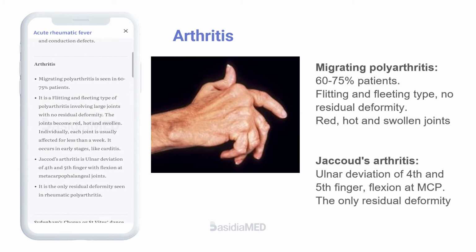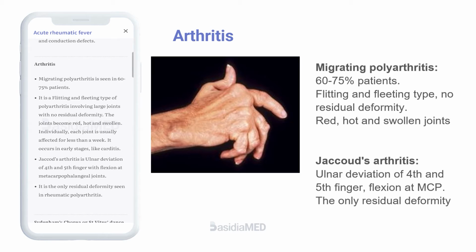Arthritis. Migrating polyarthritis is seen in 60 to 75% patients. It is a flitting and fleeting type of polyarthritis involving large joints with no residual deformity. The joints become red, hot, and swollen. Individually, each joint is usually affected for less than a week. It occurs in early stages, like carditis.